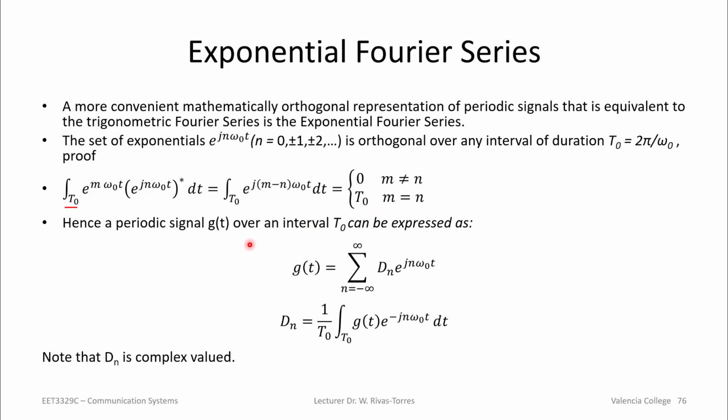Hence, the periodic signal g of t using these exponential expressions as our basis function comes out to a constant D sub n times our basis function, where D sub n is defined by this expression. And again, D sub n is complex valued. Okay.